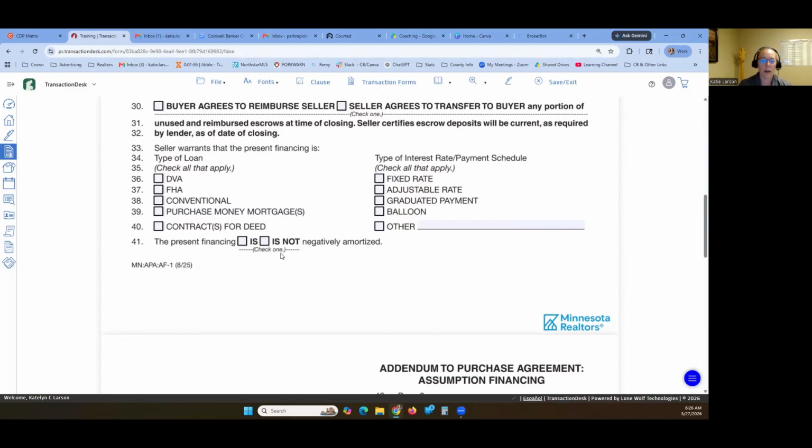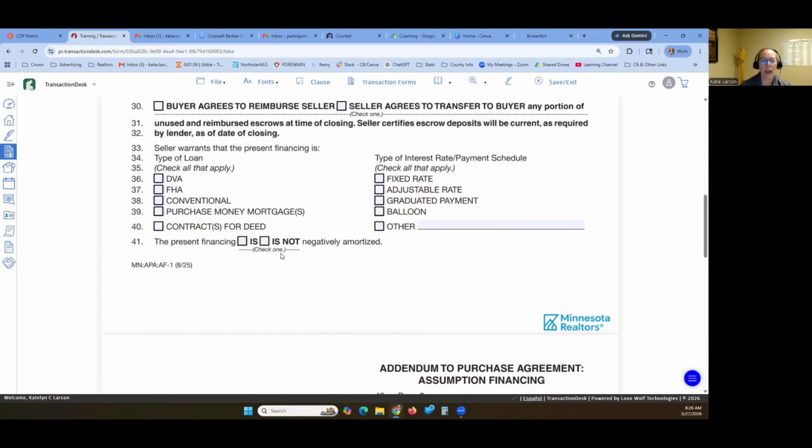Now, negatively, that's usually bad. But amortized is talking about the interest rate. When a loan is negatively amortized, you are not paying enough money monthly to cover the interest that's due every month. That's what negatively amortized means.